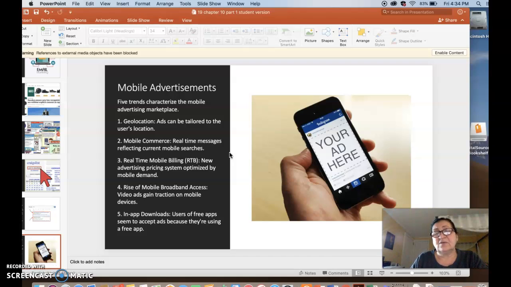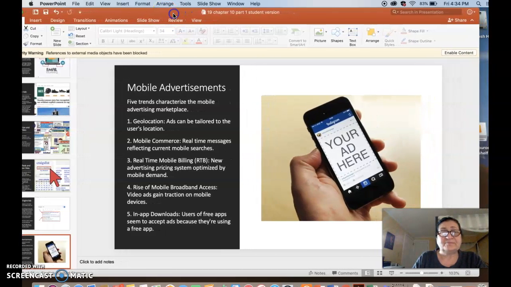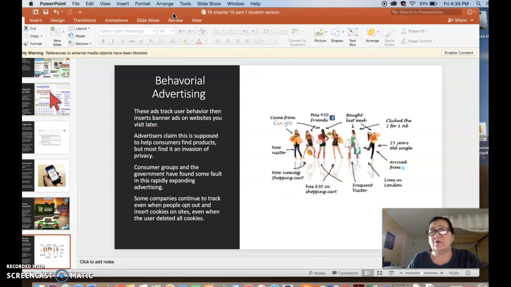Mobile ads, as you know, smartphones, we get a lot of advertising as well, and it's in real time, very many times. In-game advertising, familiar to those who play games. Behavioral advertising, they track behavior when you then insert a banner into your website.